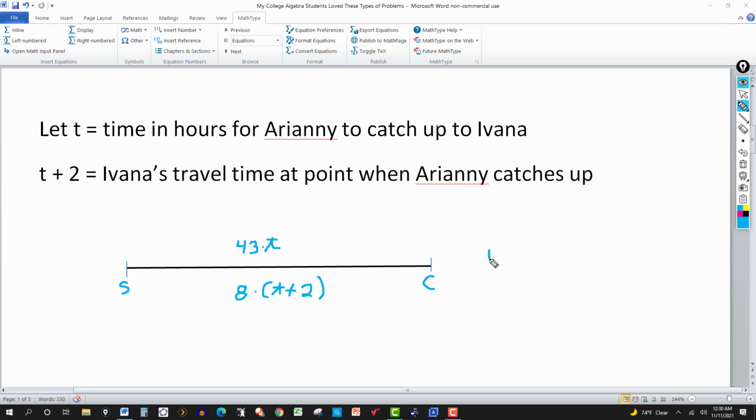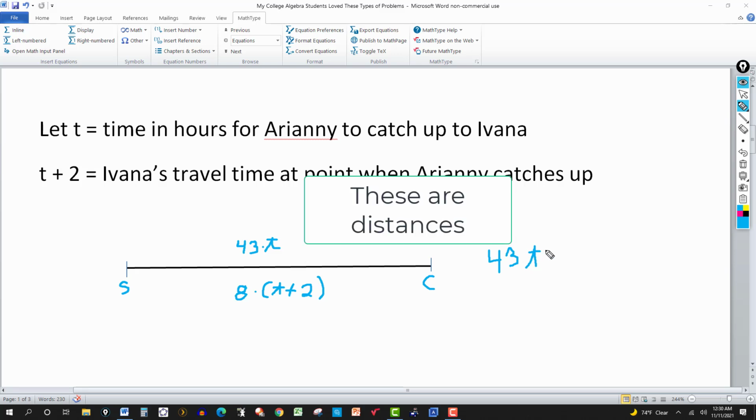So I can just say that 43t is Ariane's distance, and 8 times t plus 2 is Ivana's distance, and these have to be equal.